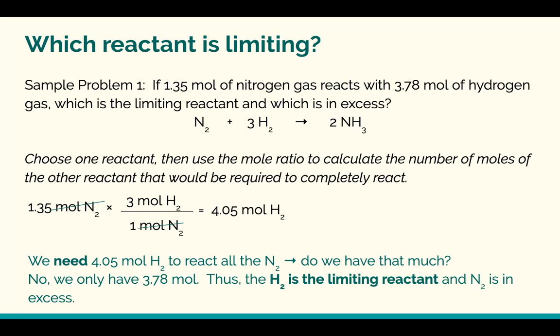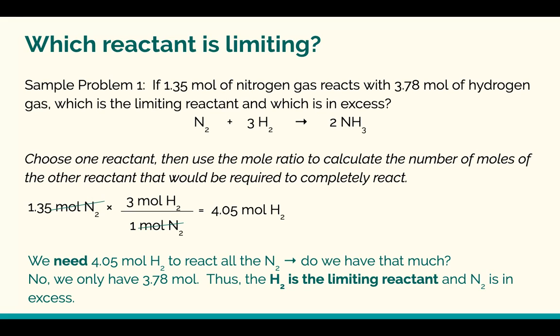And in this case, the answer is no. The question tells us we only have 3.78 moles of hydrogen, which means the hydrogen is going to run out first before the nitrogen. And hydrogen is therefore the limiting reactant, and nitrogen is in excess.